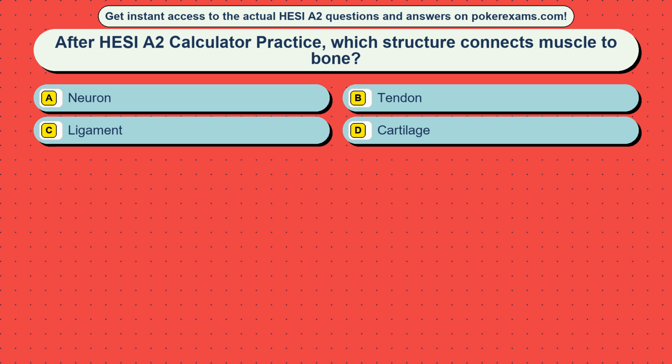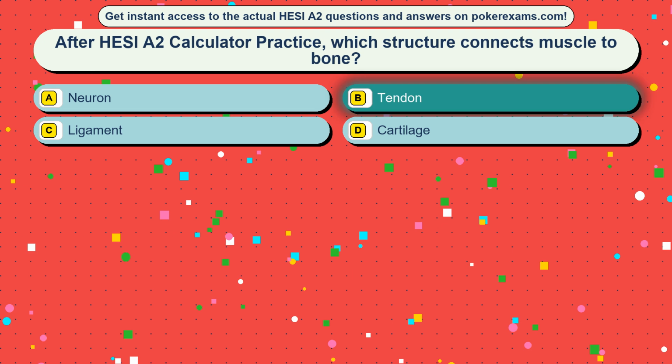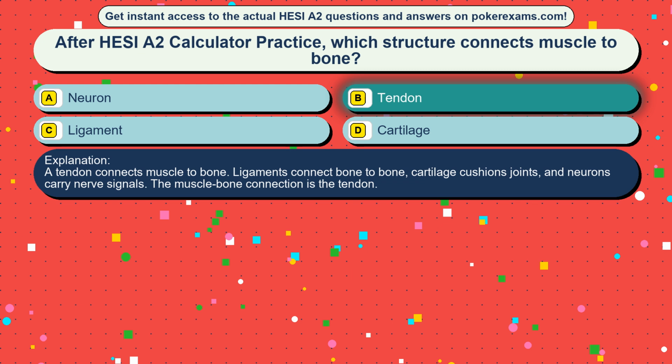Question 16. After HESI A2 calculator practice, which structure connects muscle to bone? Option A, neuron. Option B, tendon. Option C, ligament. Option D, cartilage. The correct answer is option B, tendon. A tendon connects muscle to bone. Ligaments connect bone to bone, cartilage cushions joints, and neurons carry nerve signals. The muscle-bone connection is the tendon.